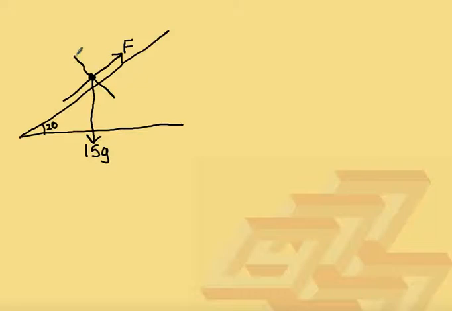Next we have a normal reaction, because this weight is pushing down on the plane. Remember, a normal reaction happens perpendicular to the surface at the point of contact, so the reaction is going to act perpendicular to the plane.